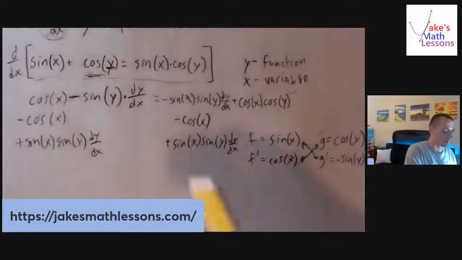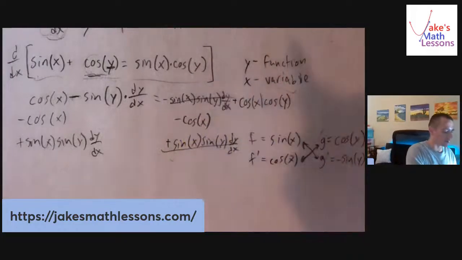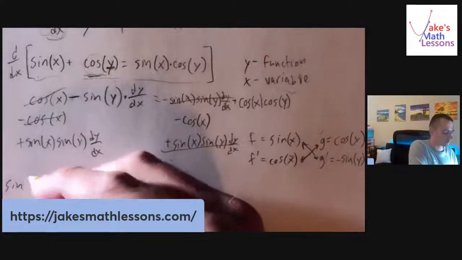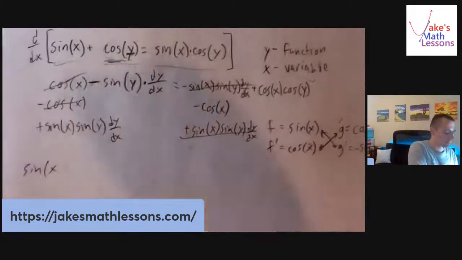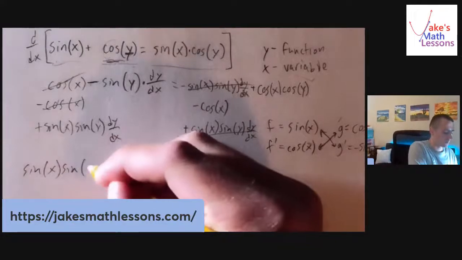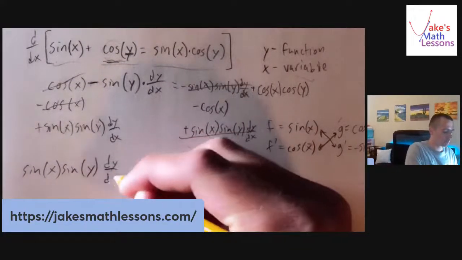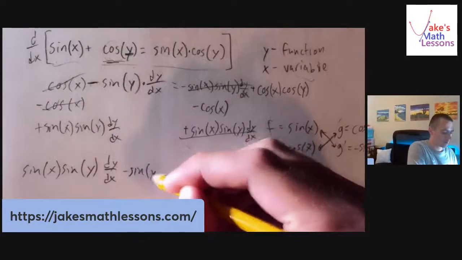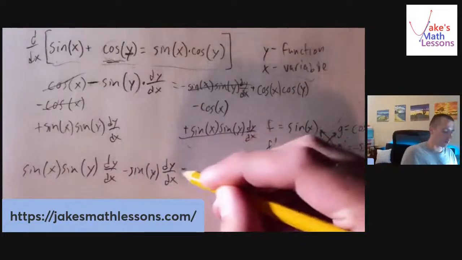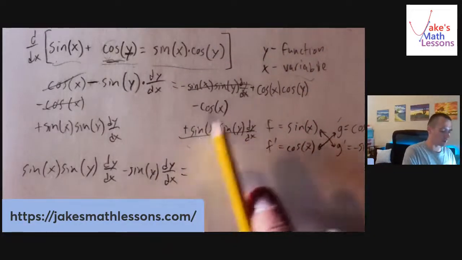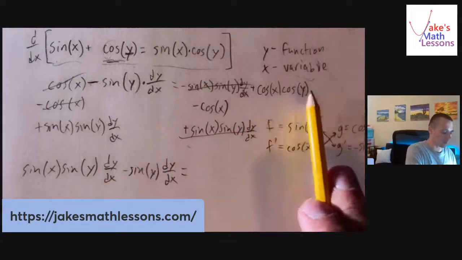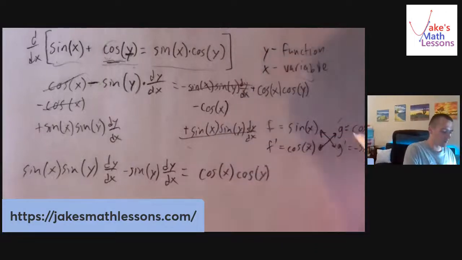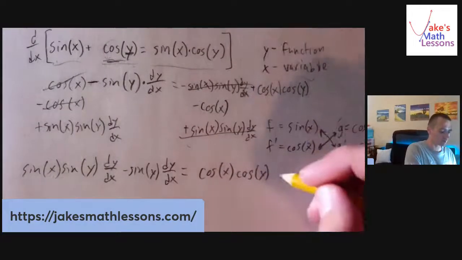So what that's going to do is cancel this term on the right side. It's going to cancel this term on the left side, and we're going to have sine of x times sine of y times dy dx, and then minus sine of y dy dx on the left side of our equation, and on the right side, we're just going to have cosine of x times cosine of y minus cosine of x.